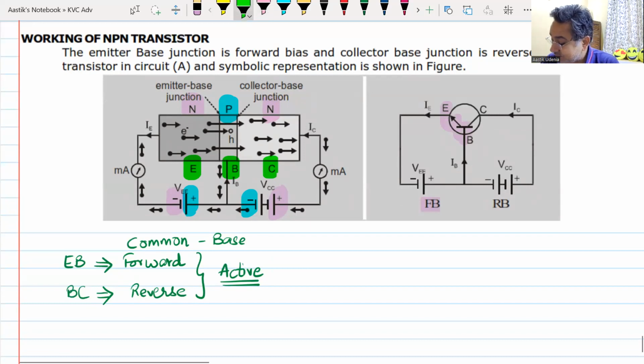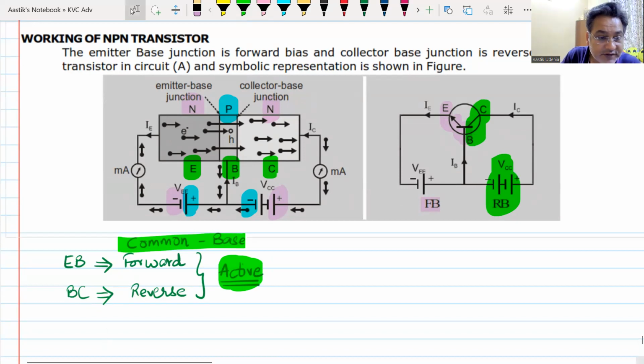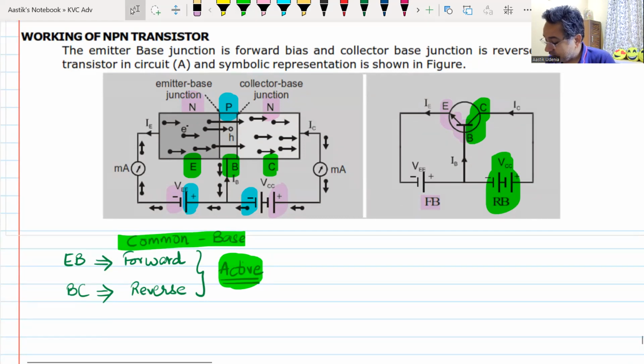You can see emitter base is forward bias. Do we understand this? Yes, sir. Collector base is reverse bias. Such is known as active mode, and this is a common base configuration in active mode. Do we understand this? Yes, sir. Now, in this case, common base active mode, you can see. Oops, what has happened here?